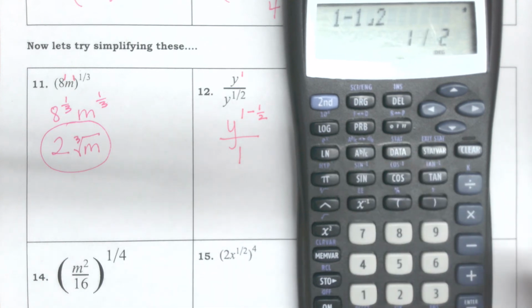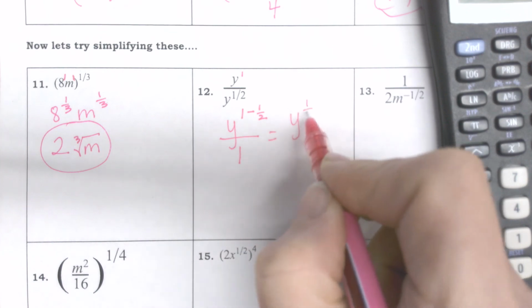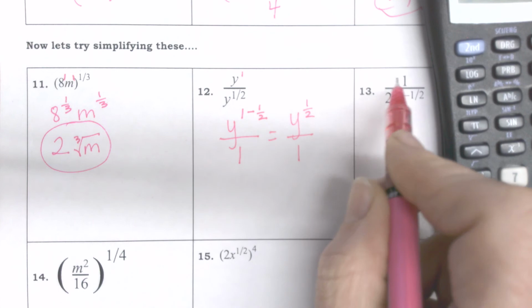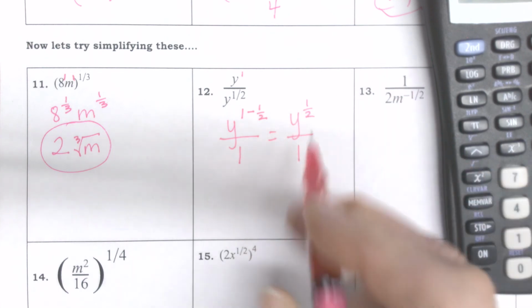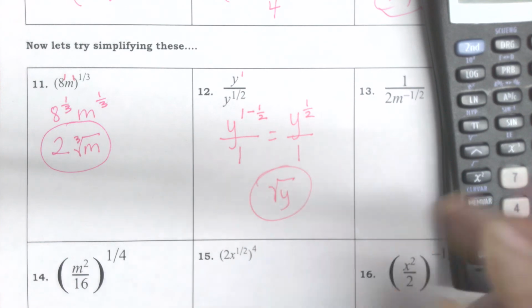I just depend on my calculator key to help me out. I get y to the 1/2 over 1. I don't need the 1 on the bottom. Remember, if I replace it on the top, I need the 1 on the top. If I don't need it on the bottom, so this is the square root of y. Final answer.